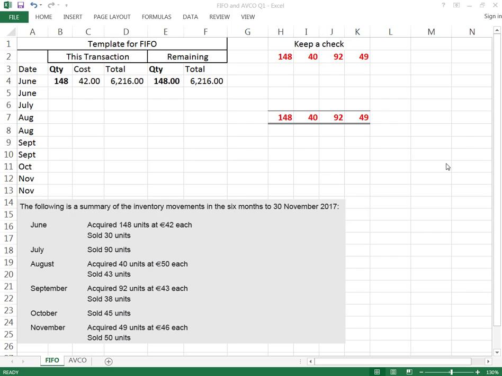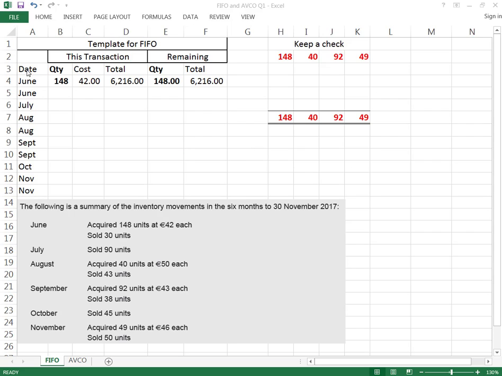Okay, so I want to show you how I would handle this question about FIFO that you were asked there at the end of the chapter on inventory. That was question number 1. I have a very specific template that I use for FIFO, and it looks like this.